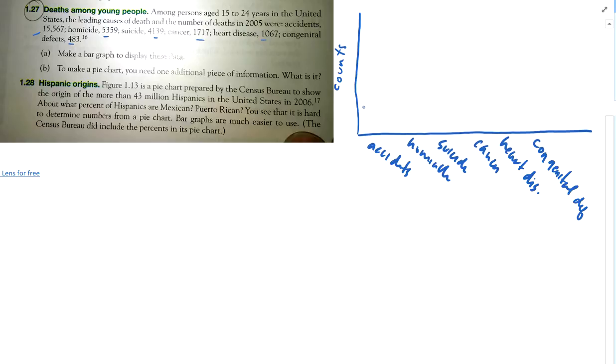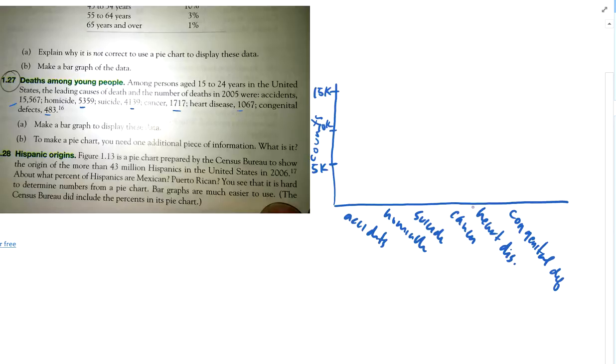So here we go. I want to figure out what scale I should put on here. It goes up to 15,000, but I'm low here, so it's going to be kind of tough. So let's do this. If I go 5,000, 10,000, okay, 15,000. Now this is going to be a tough one because some of these are so small. So accidents will be 15,567. This is where you really do want to write the exact number on.